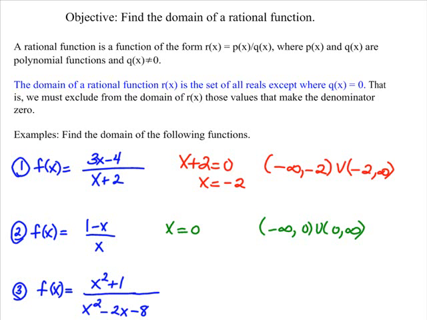Now you might be thinking about the range. We're actually going to talk more about the range when we get into the next section, which is on graphing rational functions. The last example, f of x equals x squared plus 1 over x squared minus 2x minus 8.